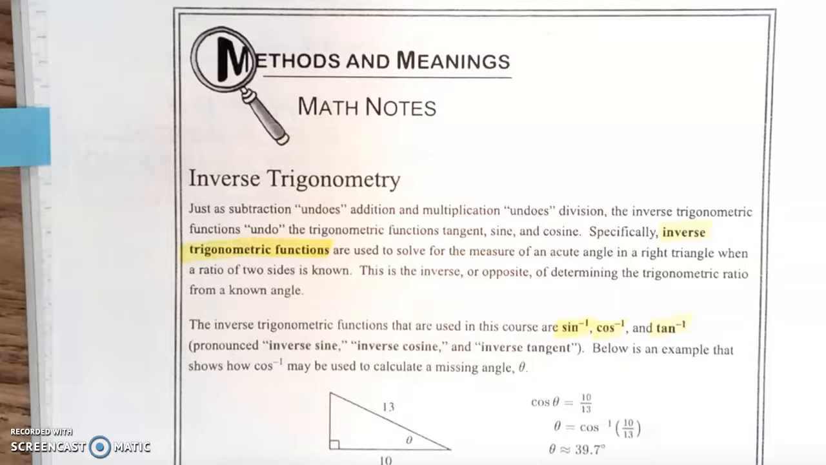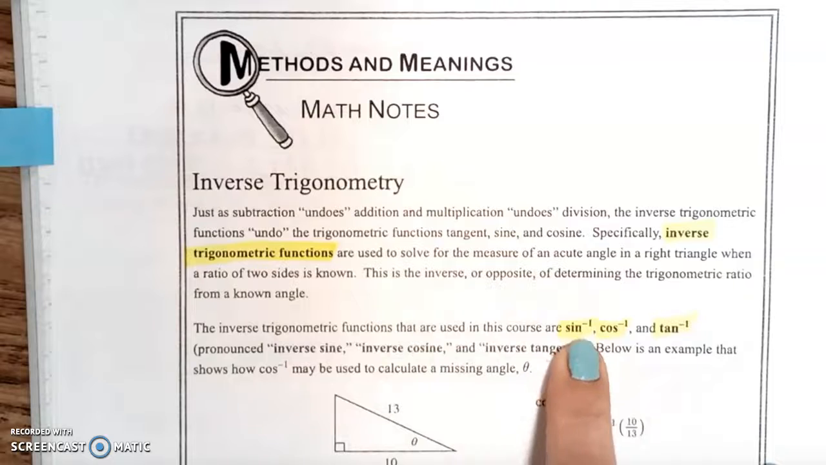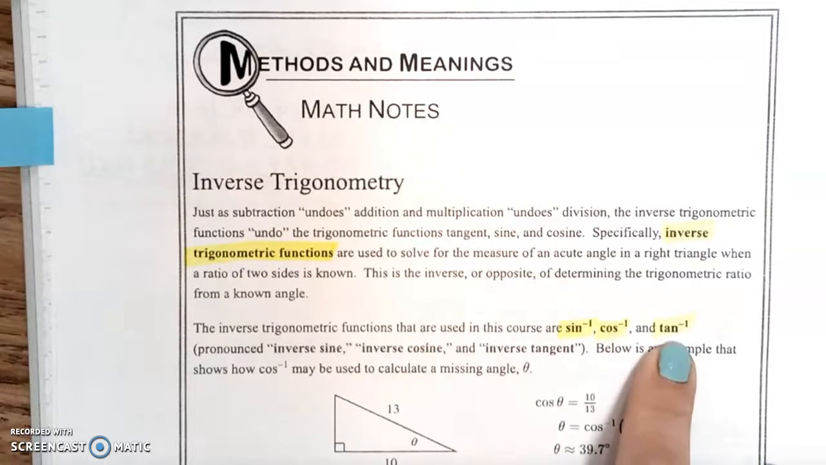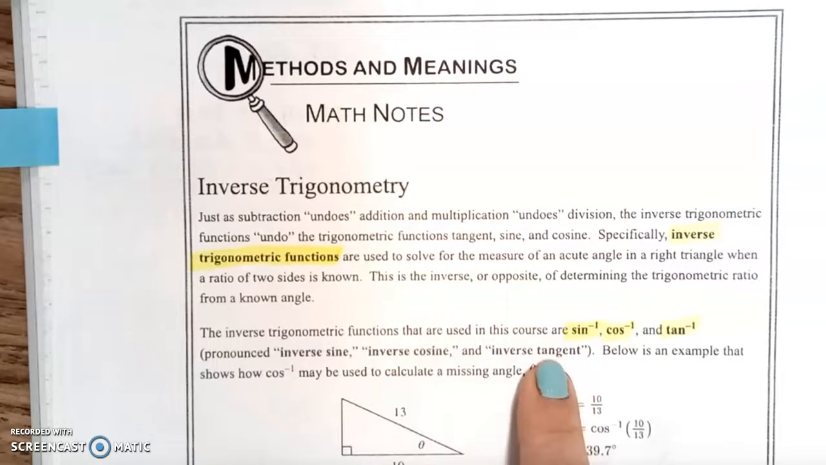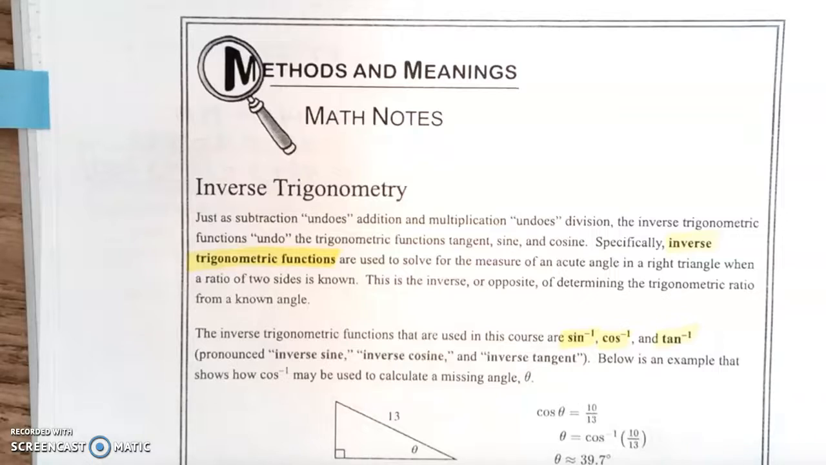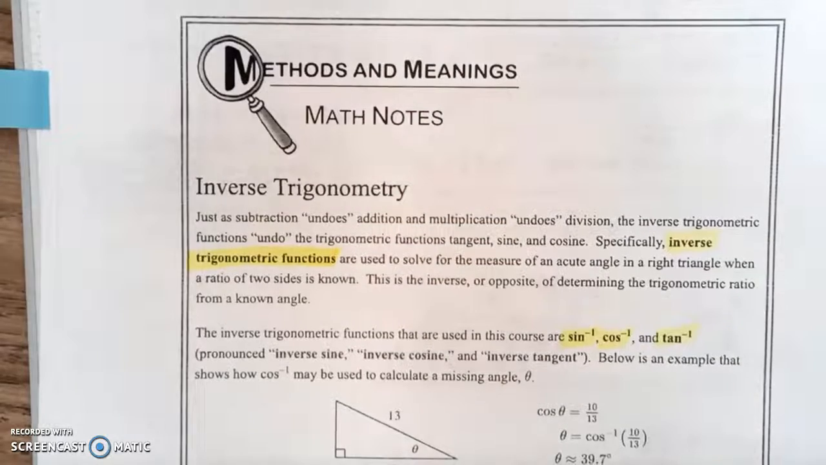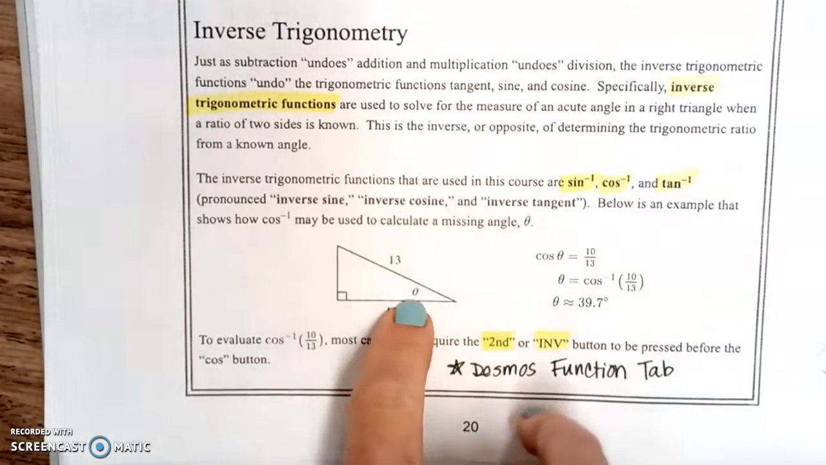This is the inverse, or the opposite, of determining the trigonometric ratio from a known angle. The inverse trigonometric functions used in this course are inverse sine, inverse cosine, and inverse tangent. Pronounced inverse sine, inverse cosine, and inverse tangent. Below is an example that shows how inverse cosine may be used to calculate a missing angle, and we'll call that angle theta. So they've marked angle theta right here.